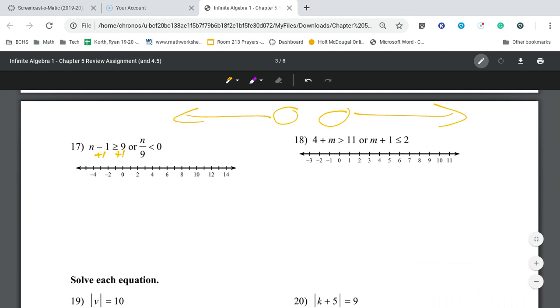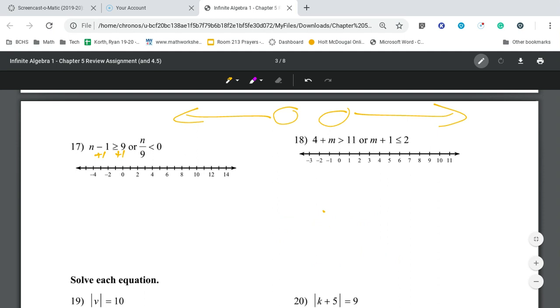All right, so in order for an OR inequality to be correct, you're going to end up having greater than the bigger number of your two answers and less than the smaller number. So if you don't end up with that, you've done it wrong. Also, your OR inequalities point in opposite directions.